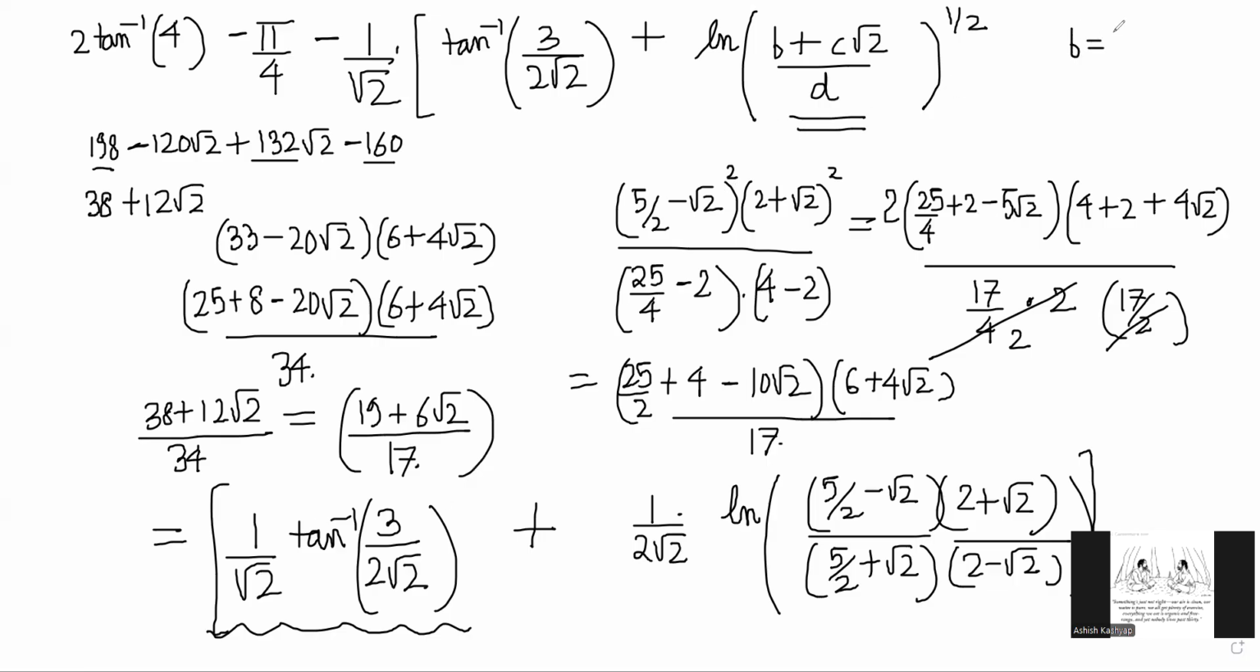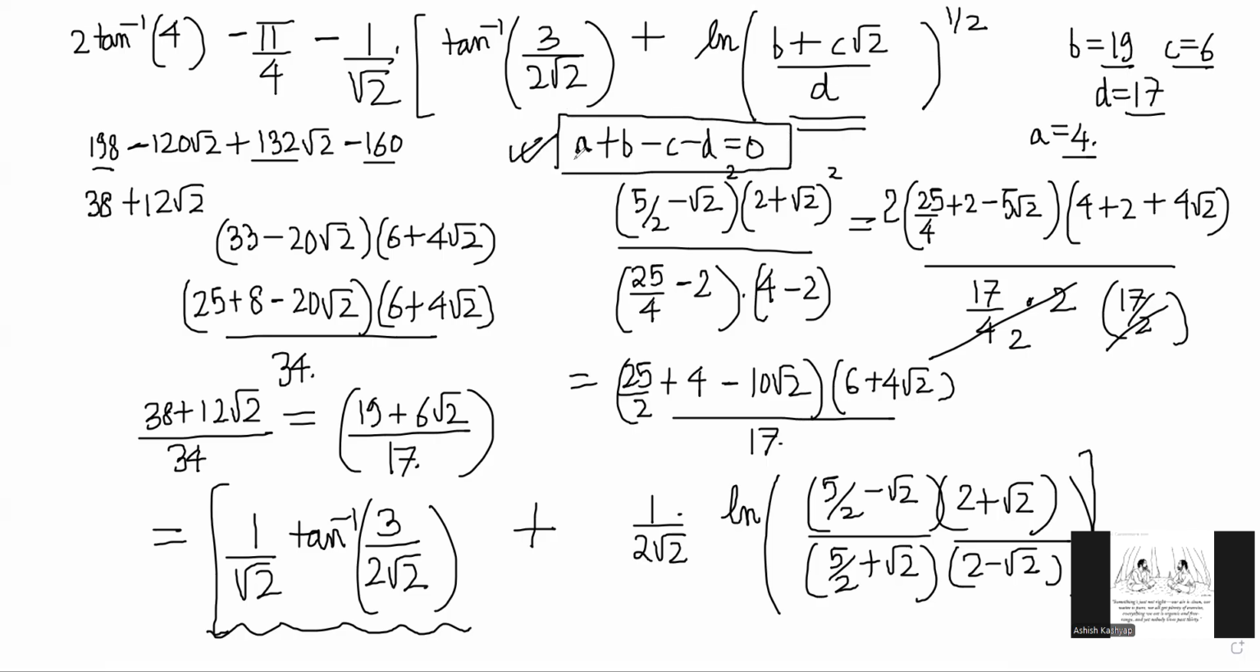So my B is 19, C is 6, D is 17, and A is 4. So what we get is A plus B is 23 and C plus D is also 23. So A plus B minus C plus D is 0. So that is option C. So we have solved this question now and we have gotten option C.